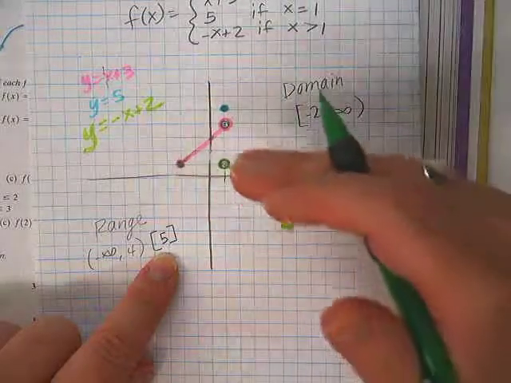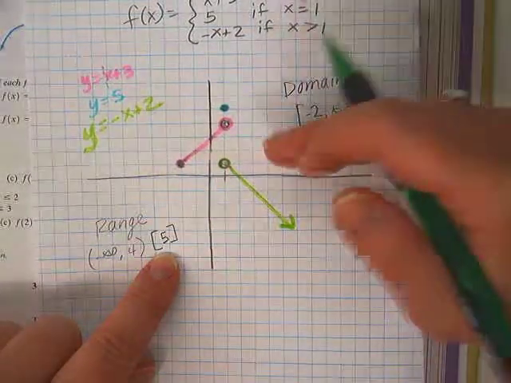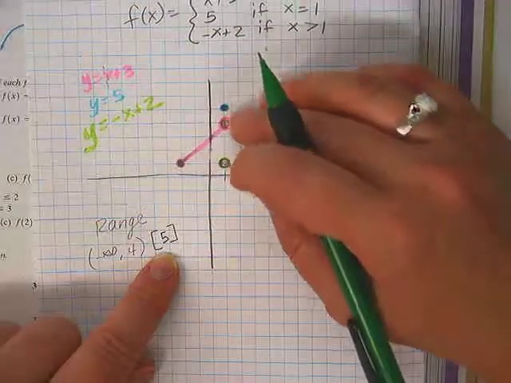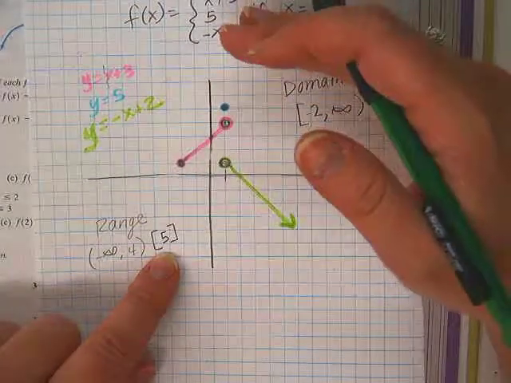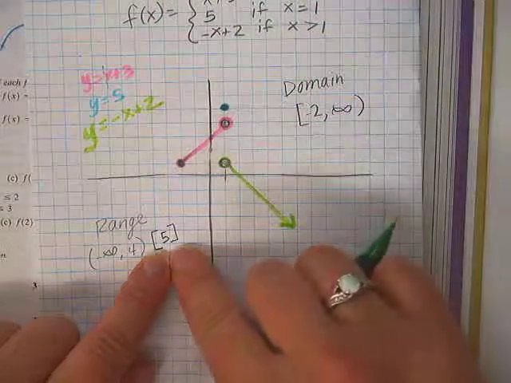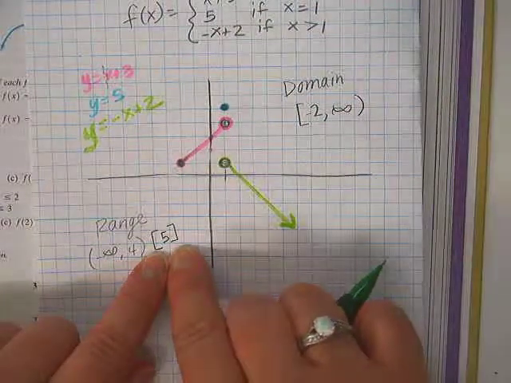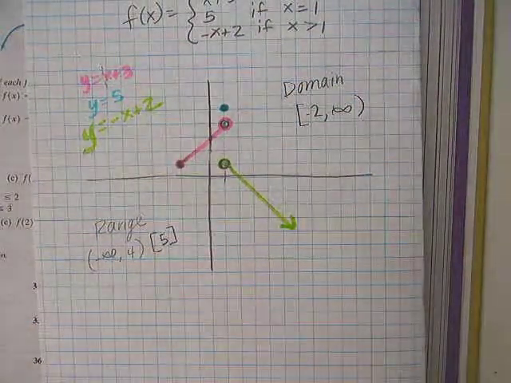And then it also includes the point 5. But then it doesn't go above that. So there's no infinity, it just stops right there. That's the last point on the range going upward. So that's just sort of all by itself.